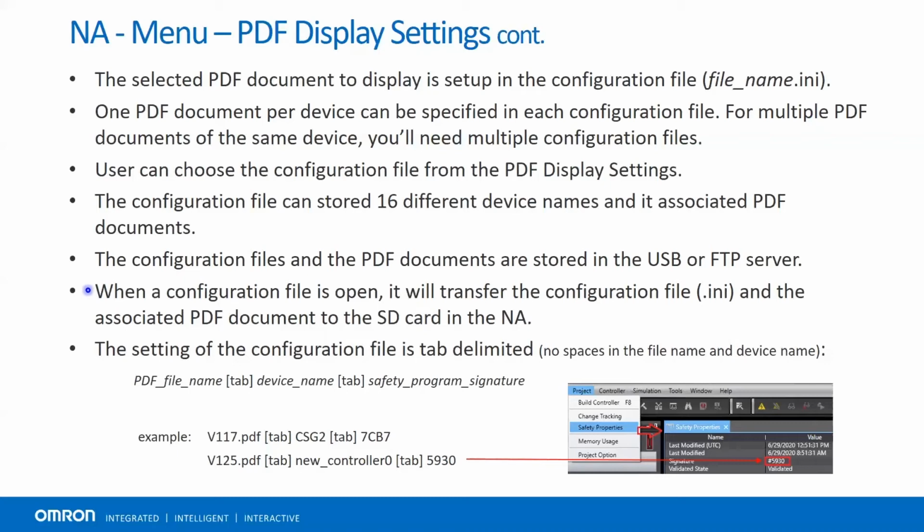When a configuration file is opened, you'll transfer the configuration file and the associated PDF documents to the SD card in the NA. The setting of the configuration file is tab delimited, so no spaces in the file name and device name. This is the format: the PDF file name, tab, device name, tab, safety program signature. The safety program signature can be found in the safety properties under signatures. The signature is only available when the safety program is validated.